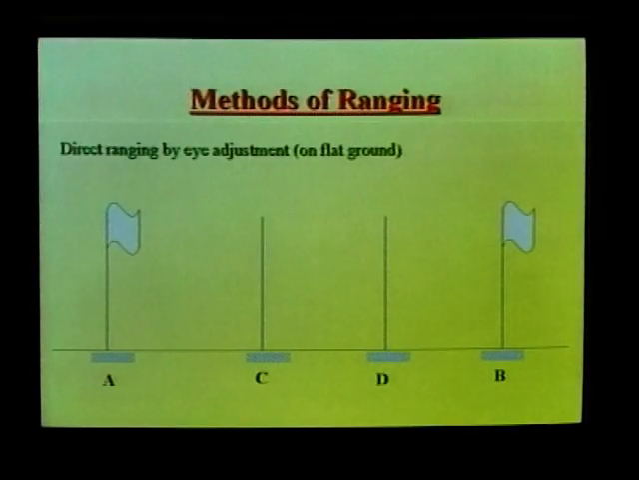Direct ranging by eye adjustments on flat ground. This is when vision is not obstructed. Take points A and B. When the lengths are larger, you have to go for direct ranging without any obstacles. It is A and B, and intermediately we are selecting other ranging points C and D.